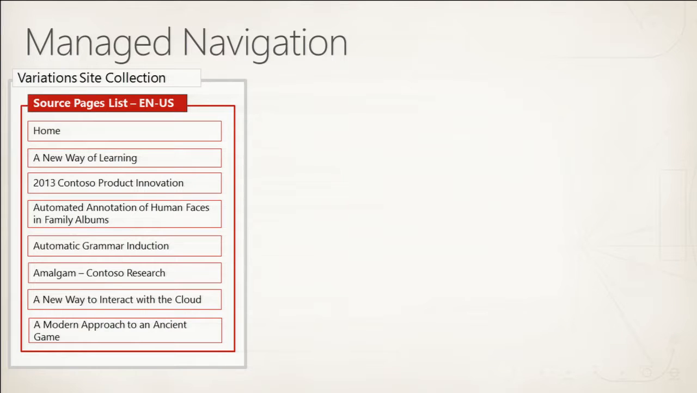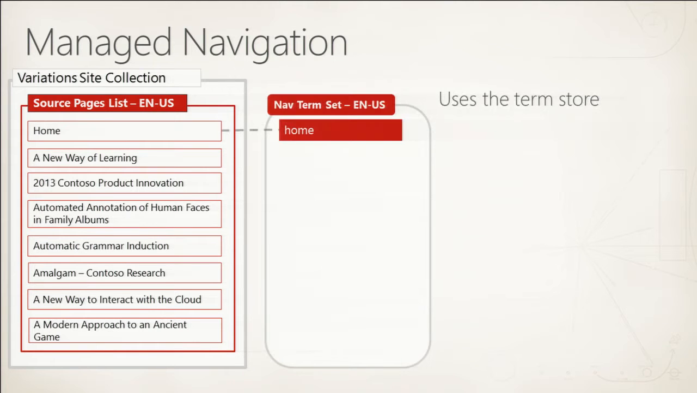So in the past, when you were setting up your navigation, you would often have to rely on the structure of your site. You might use subwebs to organize your content so you got navigation to look a certain way. In SharePoint 2013, the managed navigation feature actually uses the term store to create a term that backs every page that you create. So the home page in this example has a home term associated with it.